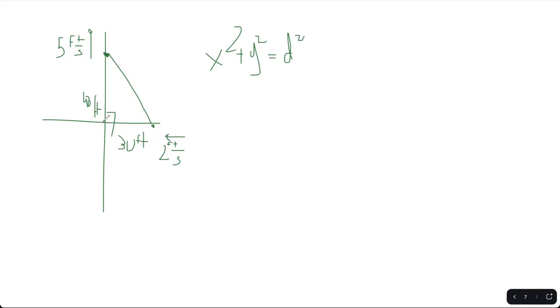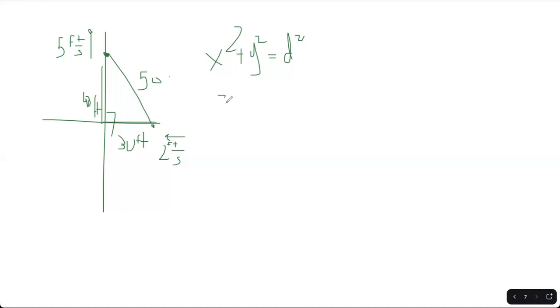Let's plug in what we know. We know 30 and 40 at this moment in time. So 30 and 40 make 50 if you use Pythagorean's theorem. So the distance right now is 50. How can we use that? Well, we want to know how fast the distance is changing. So let's take the derivative of this.